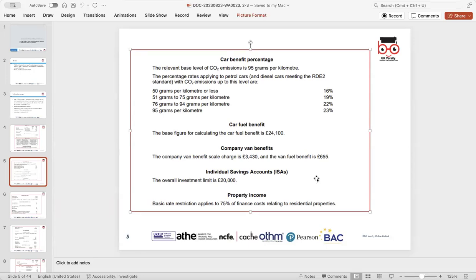Finally, you can see here property tax. If you own a residential property and incur financing costs like mortgage interest, you might be eligible for tax relief. In this scenario, 75% of your finance costs can be deducted from your rental income before calculating tax. This is referred to as the basic rate restriction because it applies at the basic income tax rate.